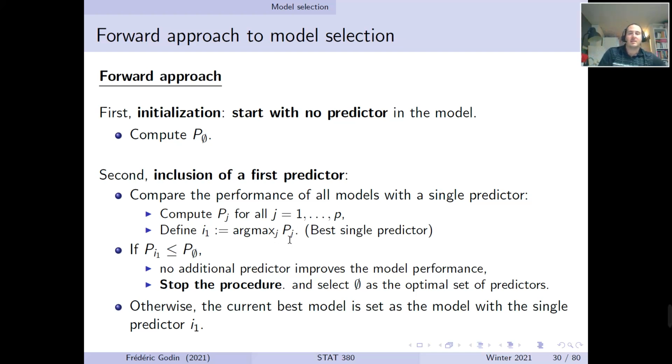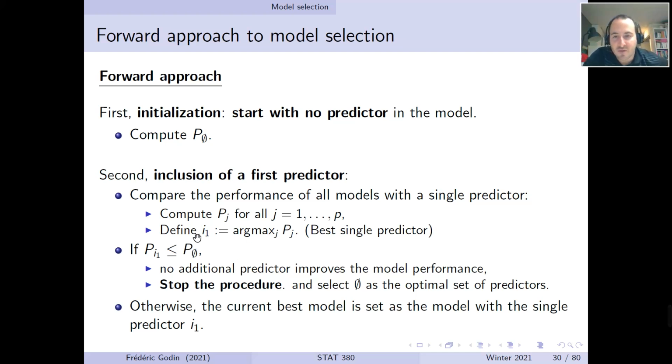So what that means is j is the index of the predictor which maximizes the performance with a single predictor included. Okay, so here this i1 is the index of the best single predictor, which is the predictor which leads to the highest possible performance when having exactly one predictor in the model.